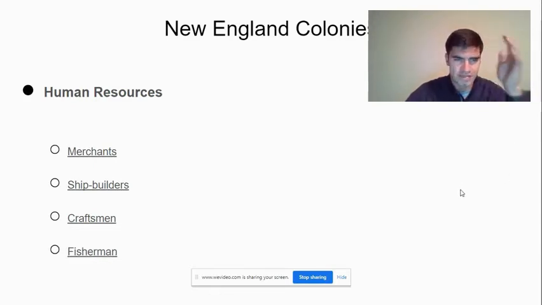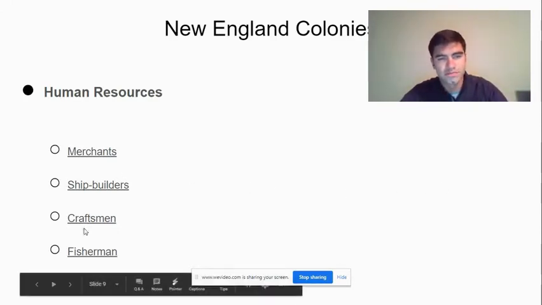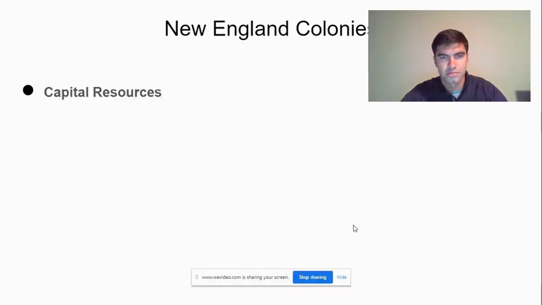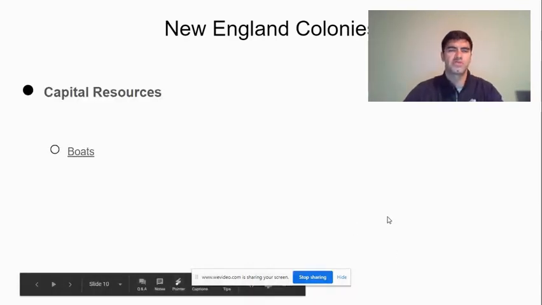Like I was just saying, it makes sense for the New England region to specialize in fishing because they have deep harbors in their region. It's also why they tend to be shipbuilders. Okay, so let's talk about the capital resources within the New England region.